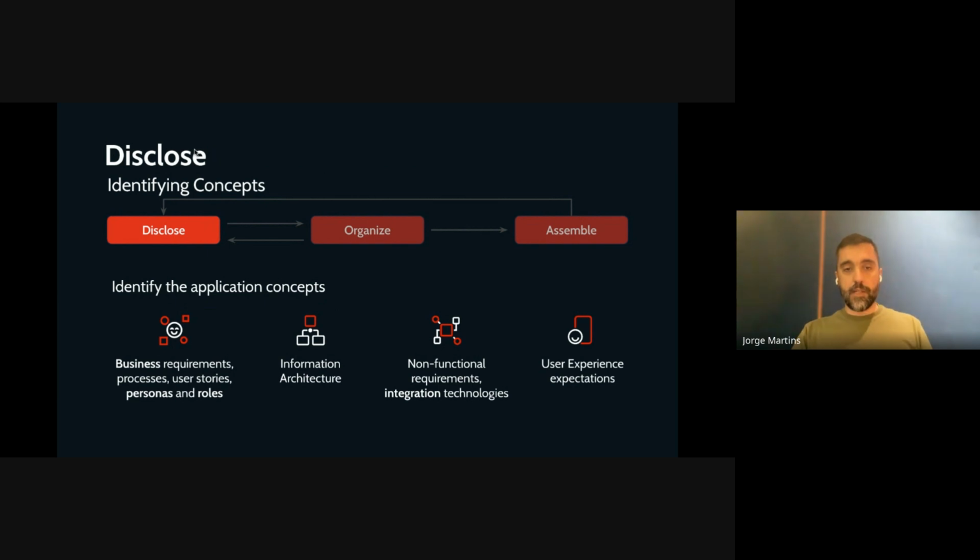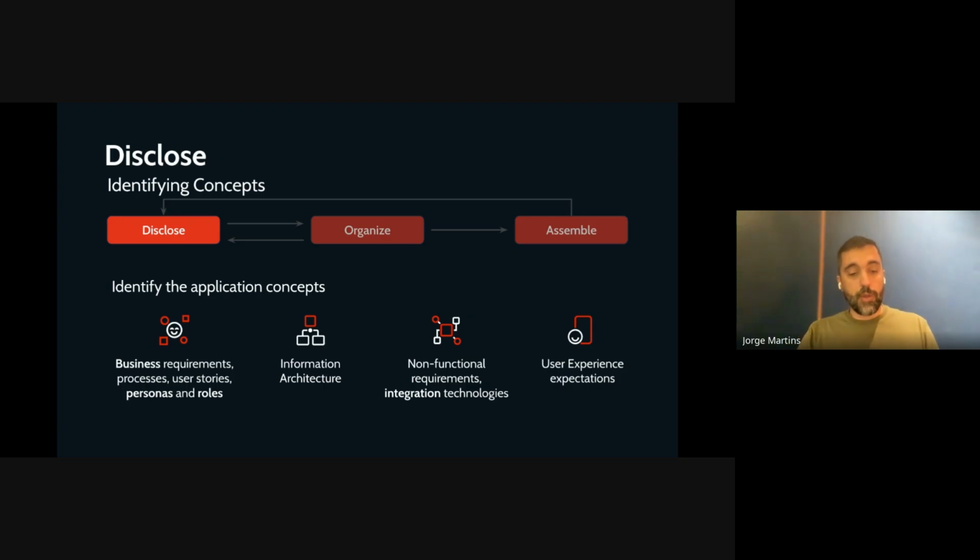So we start with disclose, and in the disclose step, we are here to identify concepts. Okay, this first step is very similar to the architecture design process for OutSystems 11, and focuses on identifying concepts. So we look at the business requirements, we look at processes and user stories, we keep an eye out for personas and the roles involved in these, and these are the primary source for business concepts. So we do requirements gathering and analysis. We look at the information architecture as well because it's also a helpful source for business concepts that we may have overlooked before.